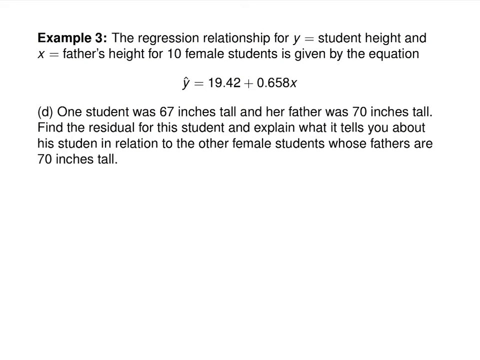So one student was 67 inches tall and her father was 70 inches tall. Find the residual for this student and explain what it tells you about this student, this girl, in relation to the other female students whose fathers are 70 inches tall. So this is asking for the residual. Does that make sense? Okay. So we know that y hat, if we plugged in 70, was 65.48. That's from part C, right?